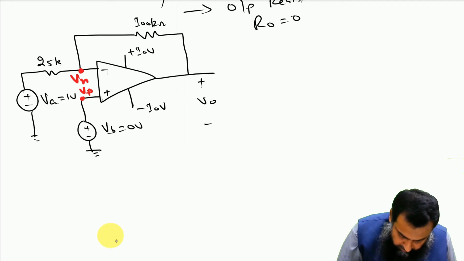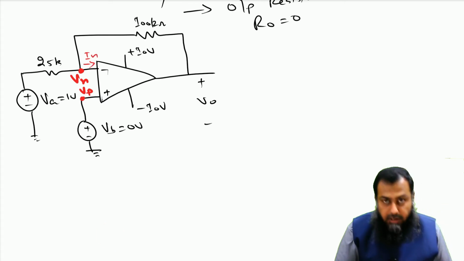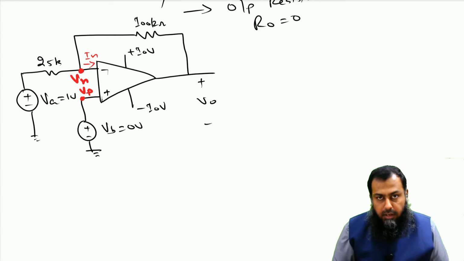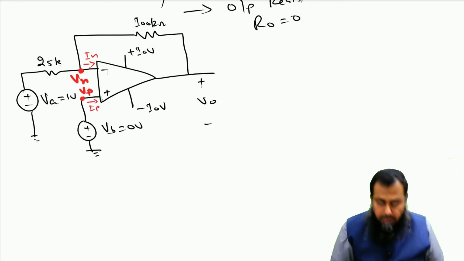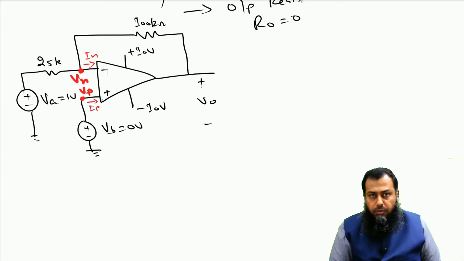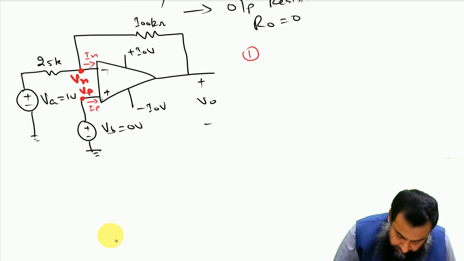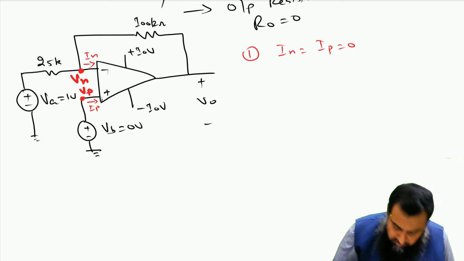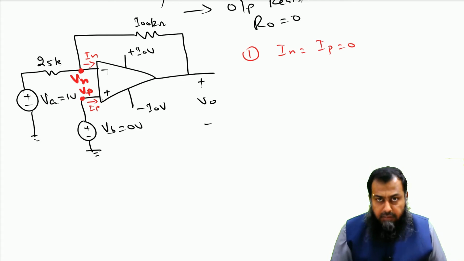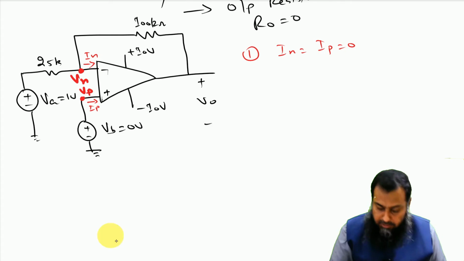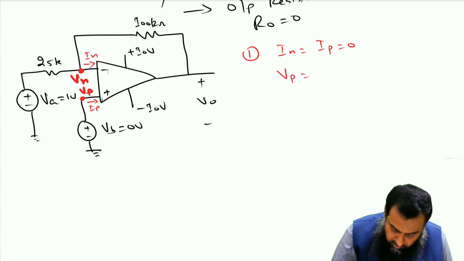Also, we say that this is In, which is the current flowing into the input terminal, and this is Ip. Now, from this particular point, we do know a few things from this circuit. The first thing is that In is equal to Ip is equal to 0, because input impedance is infinite. The second thing that we should apply here is that Vp is equal to Vn.